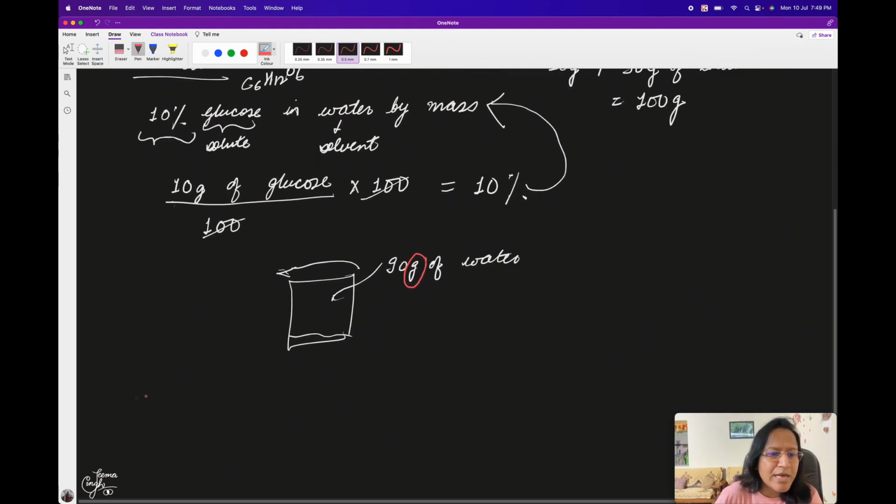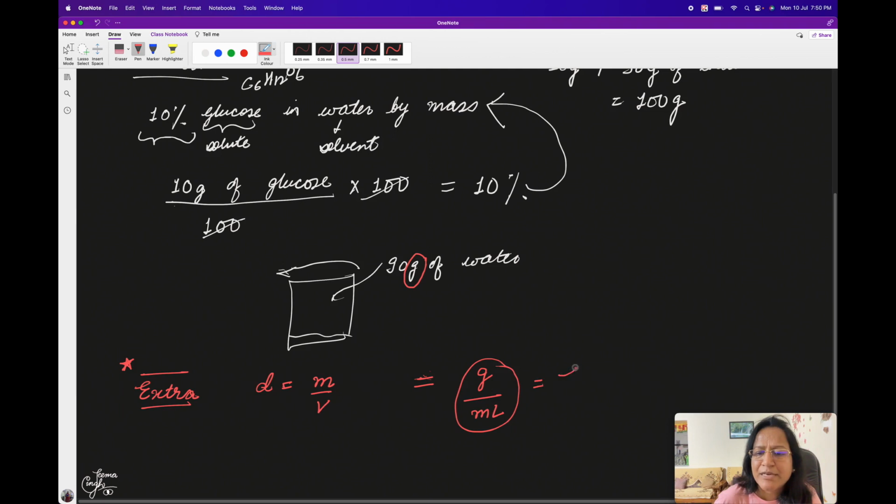Now this is something you can mark as extra. It is required for numerical and it is important, right? Now what is density of water? Density is equal to mass upon volume, right? If I take density, I'm talking about the units, mass in grams, volume in ml. So I can have this as a unit of density. That density represented by D or rho has a unit gram per ml, right? Now what is the density of water? Density of water is equal to 1 gram per ml, right?